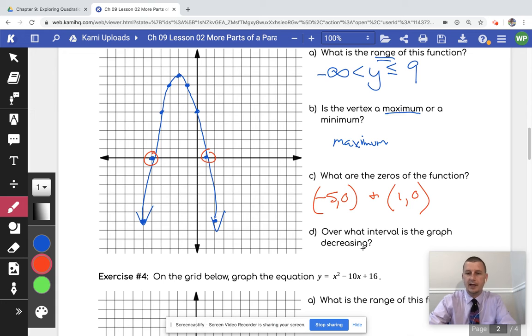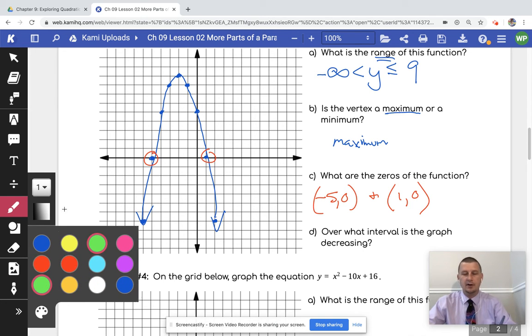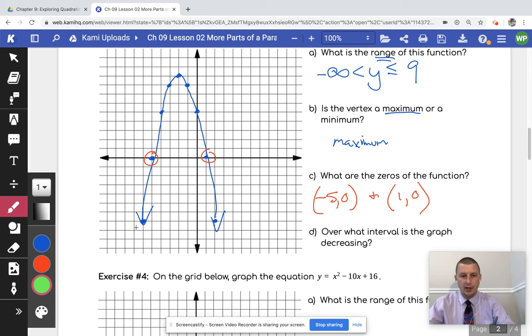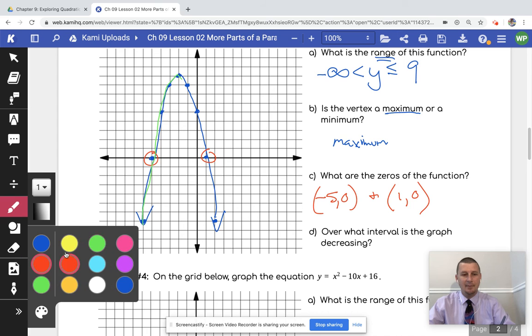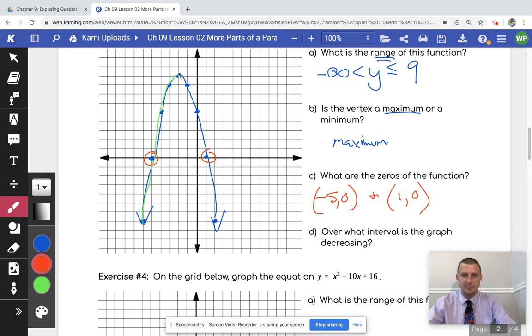And finally, our last part is over what interval is the graph decreasing? If we're reading this graph from left to right, we'll start at a leftmost point right here. It goes down forever, but reading left to right, I'm going up, up, up, up, up. There's my turning point. I stop increasing because I turn around, and then I start to go down, down, down, down, down, down, down. So where is this decreasing?